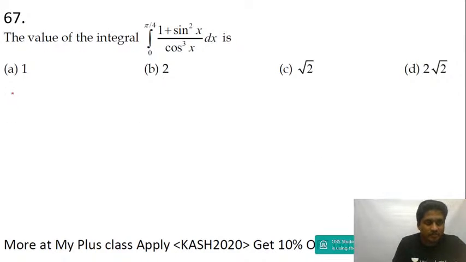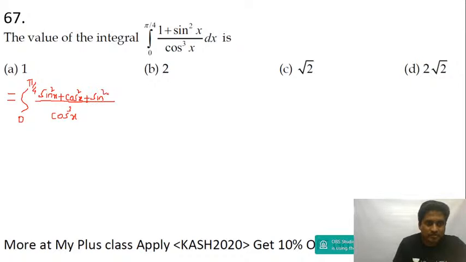Now this is equal to the integral from 0 to pi by 4, with cos cube in the denominator, I'll keep as it is. Then this 1 can be written as sin square plus cos square, which is anyways 1. And then plus sin square x dx.